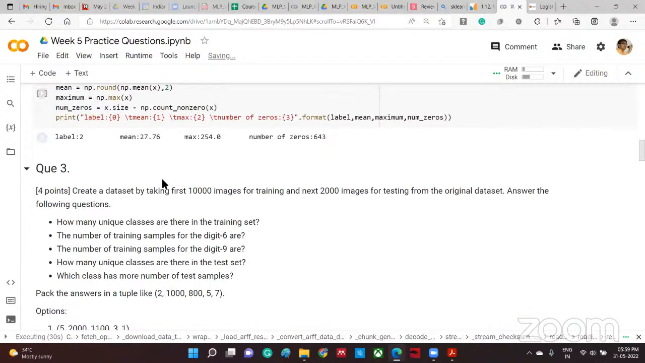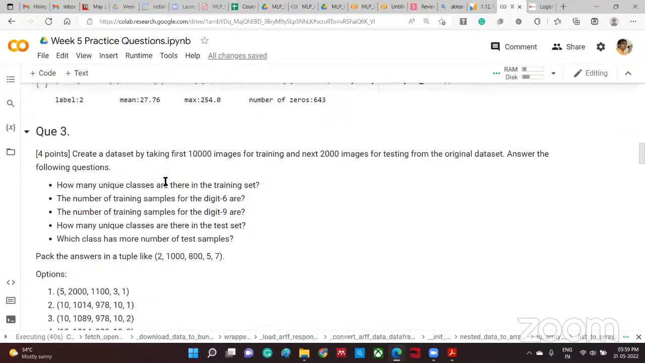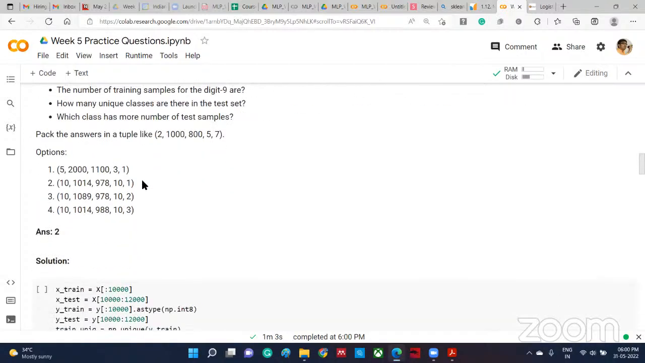Similarly, there are other questions, like create a data set by taking the first 10,000 images and the next 2,000 images for testing and answering the questions. We'll see those questions in the next session. We'll take the coming session this week as the revision for quiz 1, and we'll announce it beforehand. This covers week 5 practice, week 5 graded if the deadline is over, week 5 solve with instructor, and whatever of week 6 we can do, in the next session.